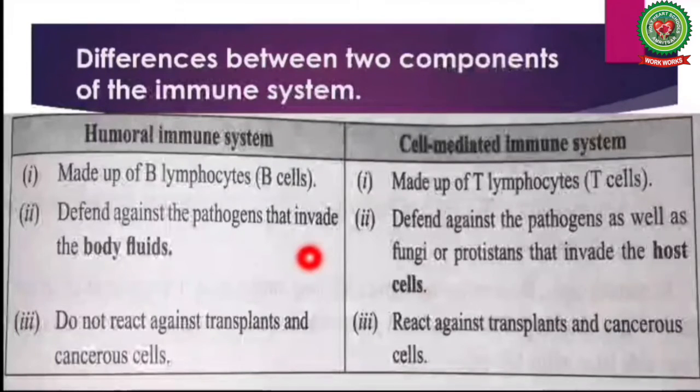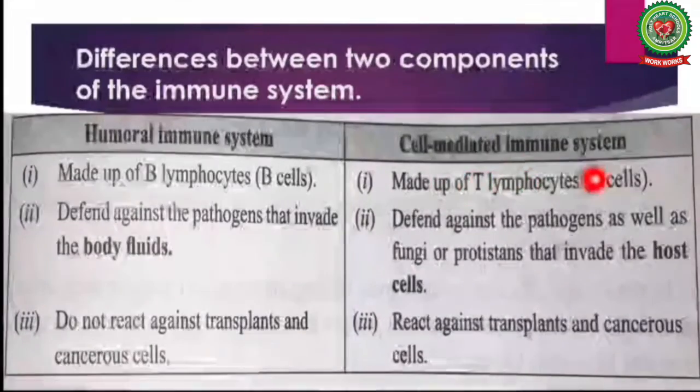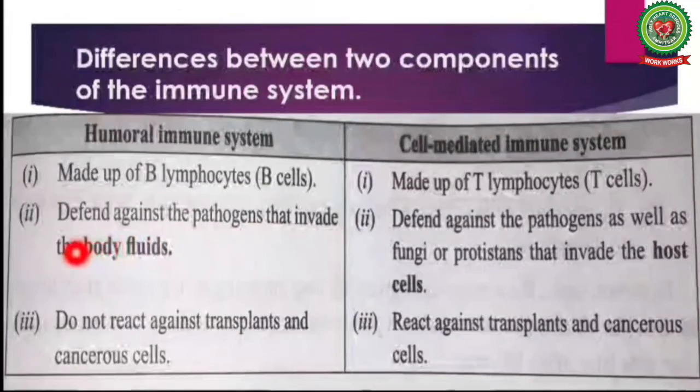Next, differences between two components of the immune system, that is humoral immune system and cell-mediated immune system. The humoral immune system is made up of B lymphocytes and the cell-mediated immune system is made up of T lymphocytes. It defends against the pathogens that invade the body fluids. It defends against the pathogens as well as fungi or parasites that invade the host cells. Humoral does not react against transplants and cancerous cells. Cell-mediated reacts against transplants and cancerous cells.